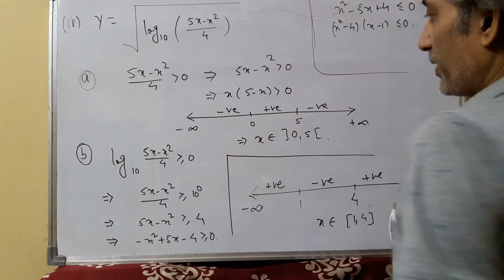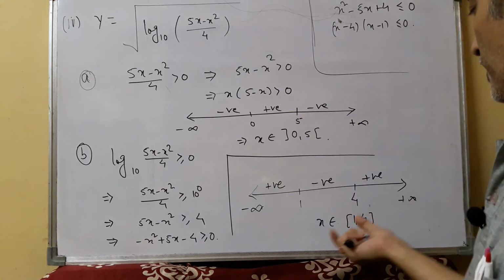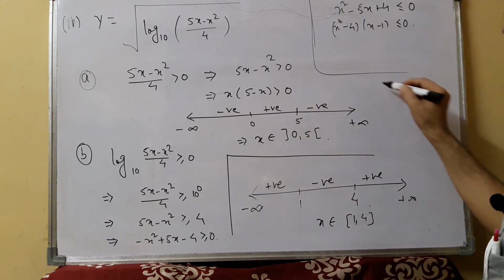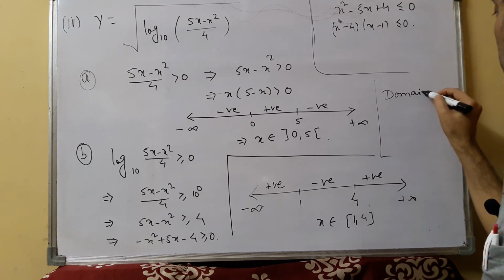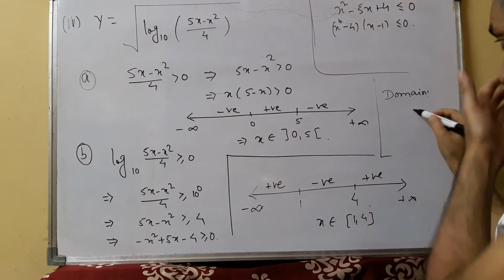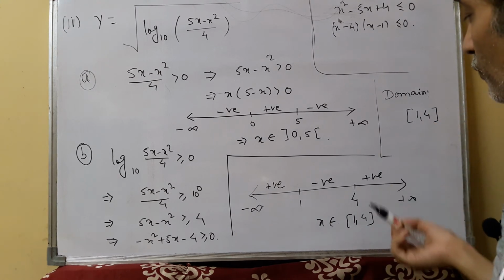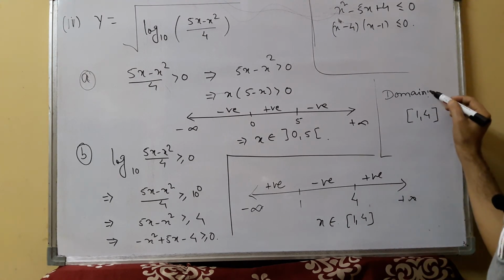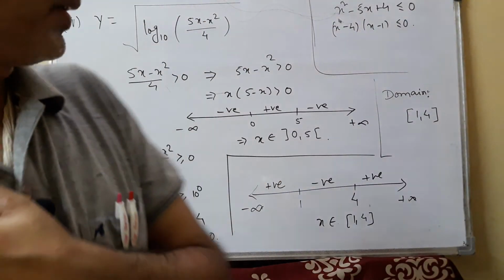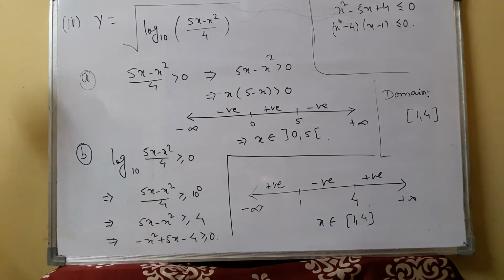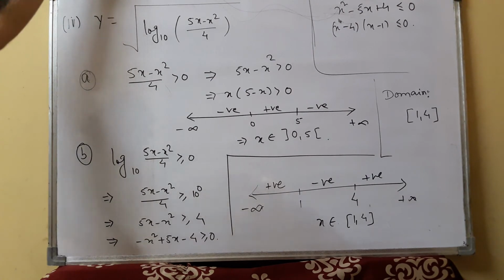Now from A and B, A says from 0 to 5, excluding 0 and 5, and B says 1 to 4. So finally, what is common? You can very well see 1 to 4 is common. So this is the final answer of this question. So note down this also.